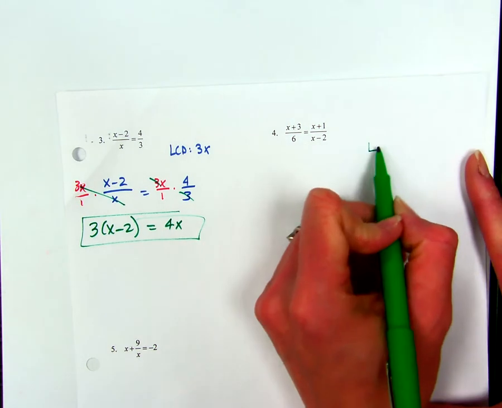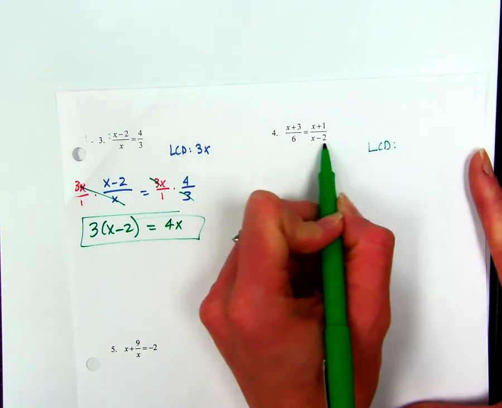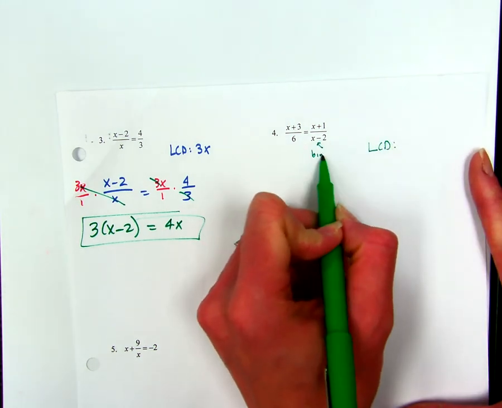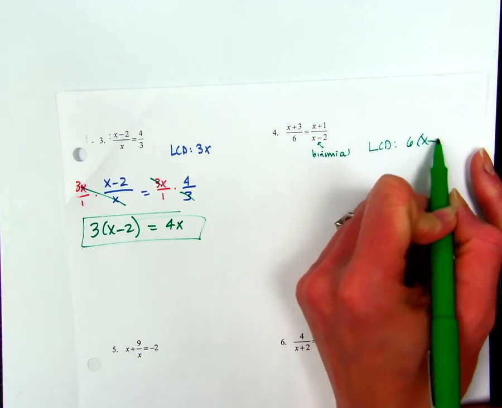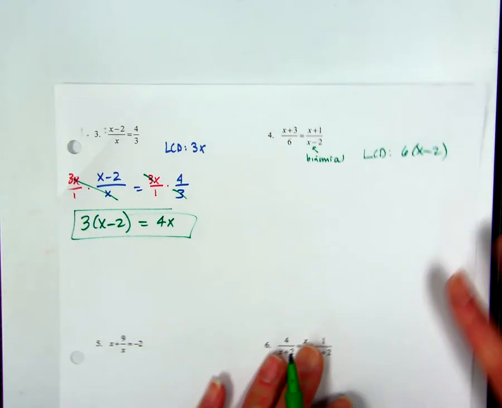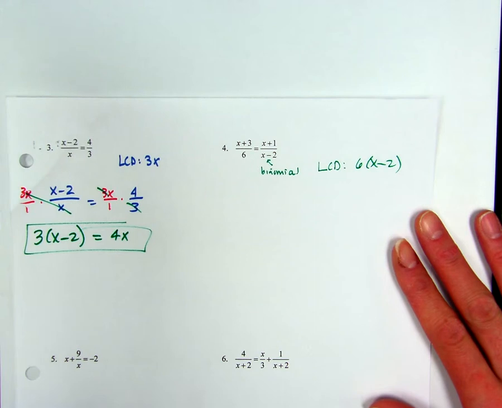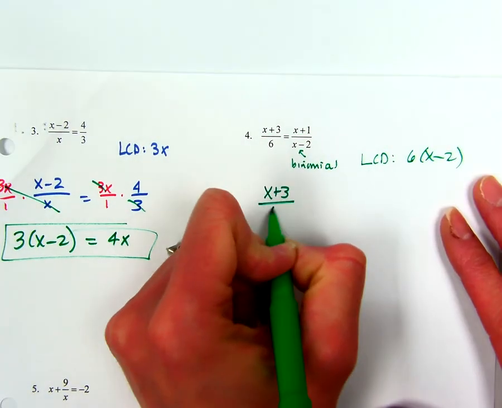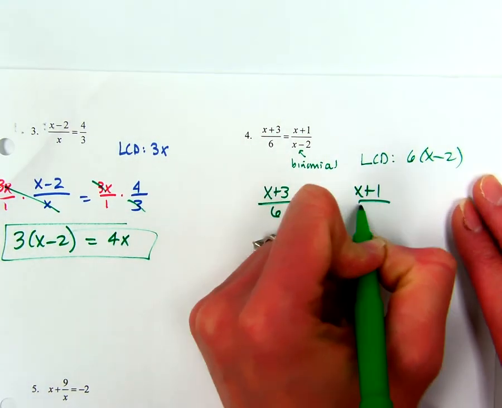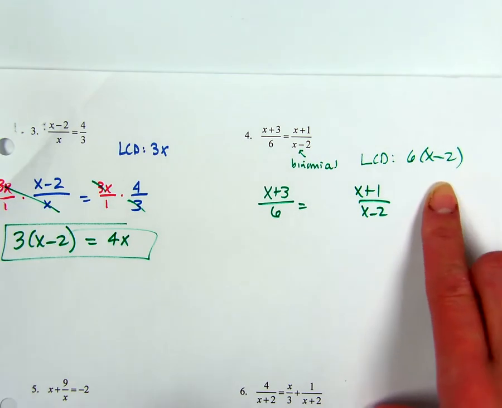All right, my LCD here, because this is a binomial, I need to just keep that in there. So it's 6 and x minus 2. You just write them down. So that's my LCD. And then I'm going to rewrite my problem. My LCD is going to go next to this.